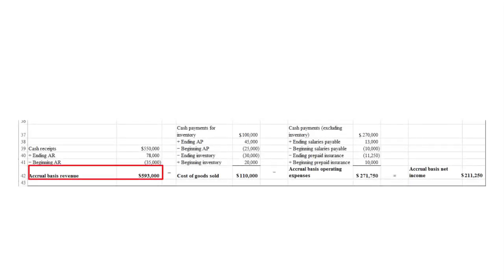So once we're done with that, we can do our accrual basis net income. As we've indicated, we have $593,000 of accrual income, minus the cost of goods sold under the accrual method, which is $110,000, minus the accrual expenses, which is $271,750, and that aggregates up to the accrual income here, which is going to be $211,250.